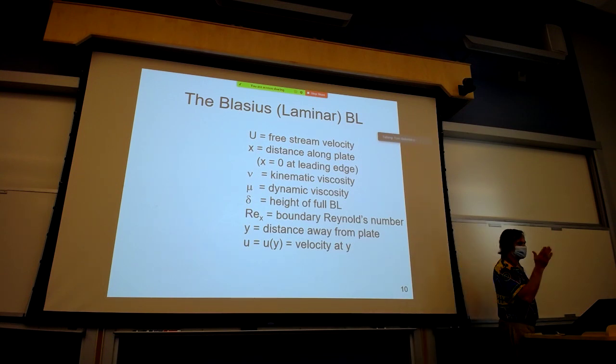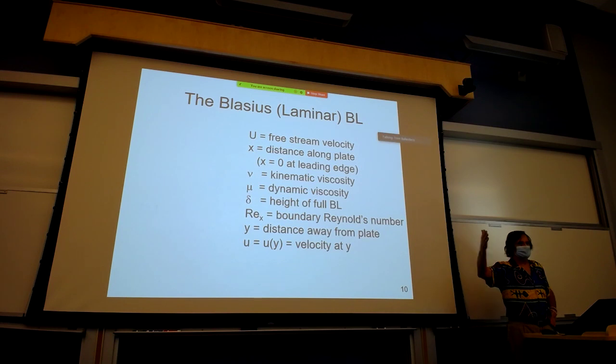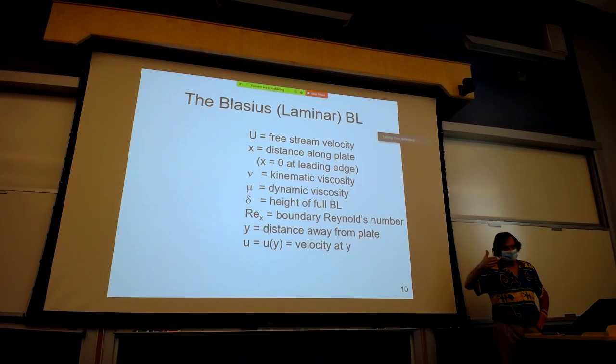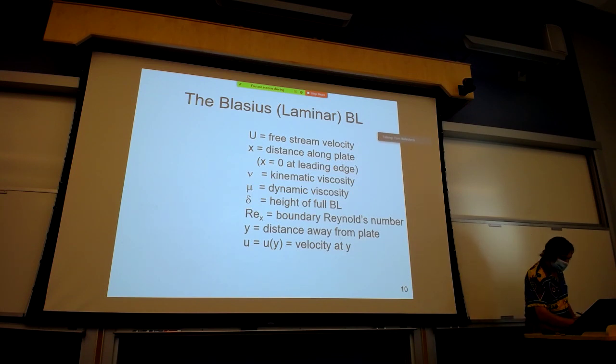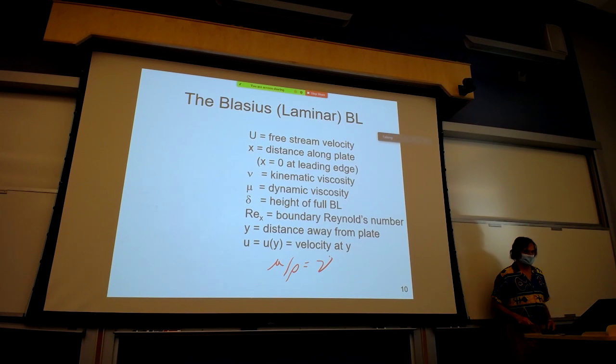X is the distance along the plate from the leading edge. X is equal to 0 at the leading edge and continues as you move on the plate. Mu is dynamic viscosity, or typically people just call that viscosity. Remember, mu over density is kinematic viscosity. I'm sure you haven't forgotten that yet.